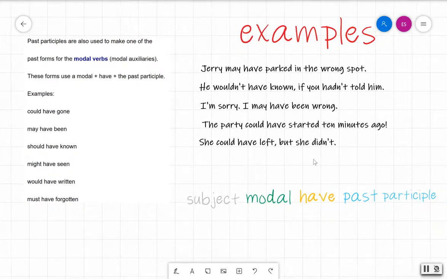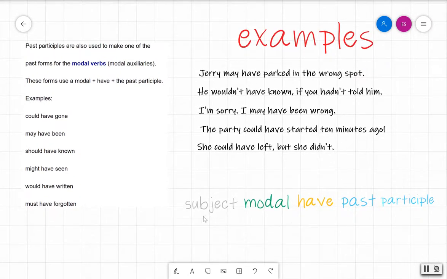Okay, so we're gonna go through some examples, and what I'm gonna do is I'm just going to underline the subject in gray, the modal in green, the word have in yellow, and the past participle in blue. So we have, Jerry may have parked in the wrong spot. So the subject is Jerry, he's the one doing the action. The modal is may, that's one of these words. Have, and then the past participle is parked, because the verb is park, and then we have added on to that the ed.